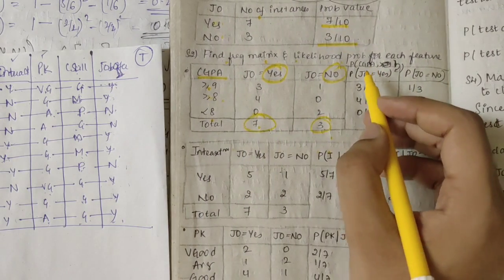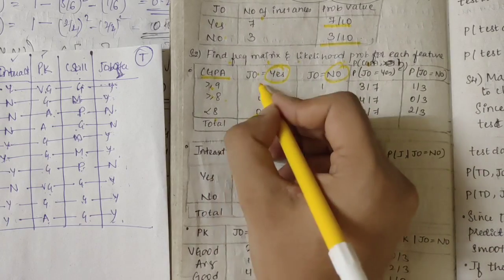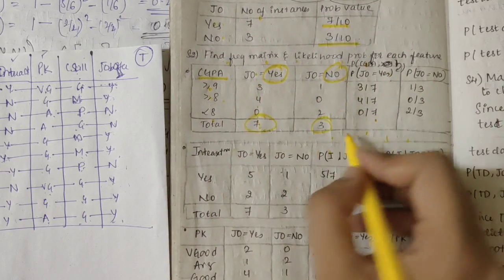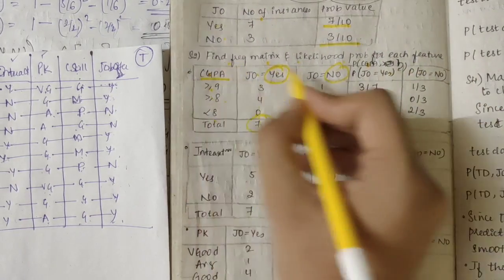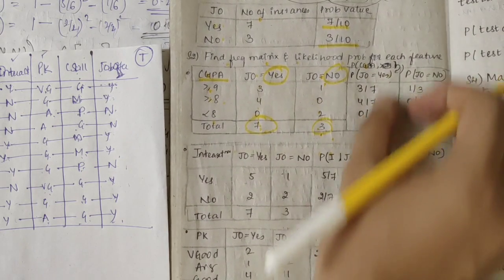Now calculating the probability of CGPA when it is yes: it is 3 by 7, 4 by 7 and 0 by 7. And on this side, the probability of CGPA when it is no, we have 1 by 3, 0 by 3 and 2 by 3. That's what is written here.